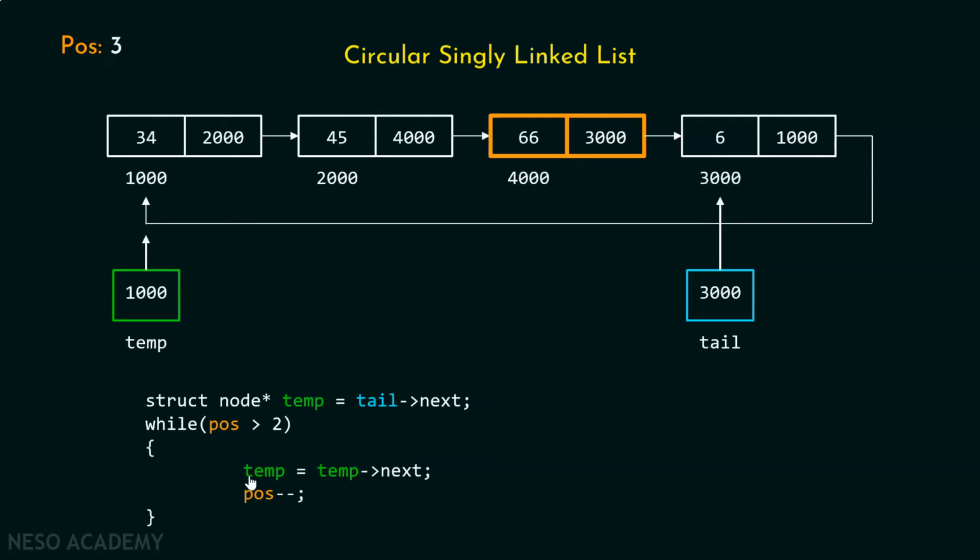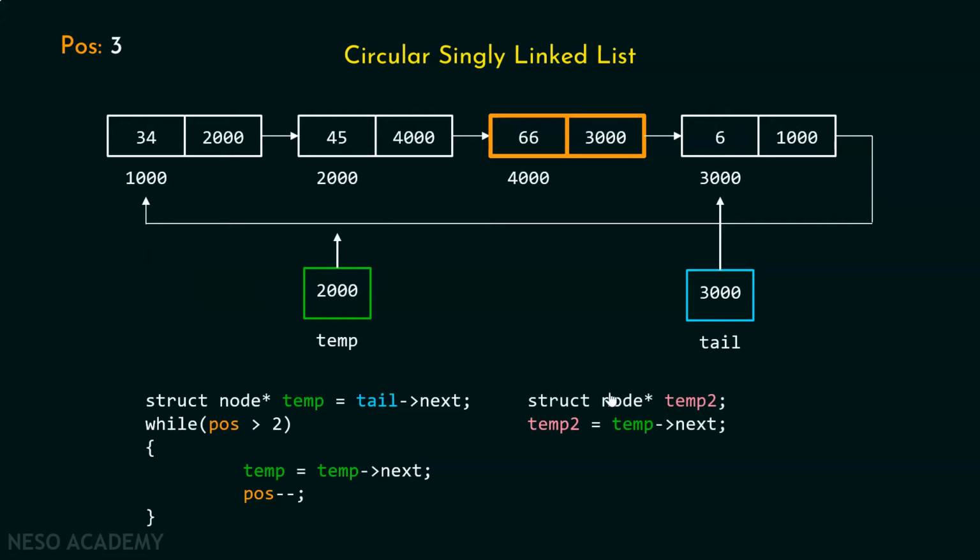And here you can see inside this while loop we have temp equal to temp next and pos minus minus. So it is clear that after the completion of this code, our temp pointer will point to this node, right? After this, I have declared a temp2 pointer, and this pointer must point to this node, that is the node to be deleted. That is why I am putting this line of code temp2 equal to temp next.